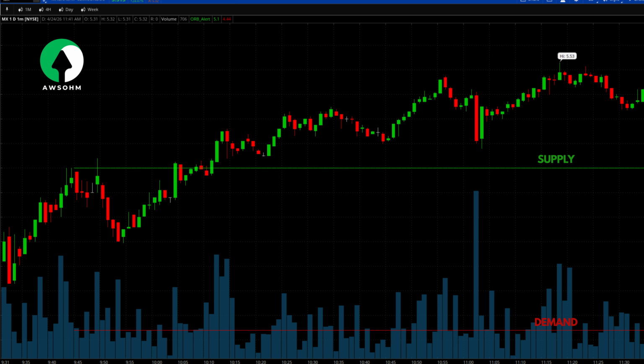2. Clearing the overnight orders. The open acts as a pressure release valve for all the news, earnings, and global events that happened while the market was closed. Price discovery: high volume at the open quickly pushes price towards significant supply or demand zones.